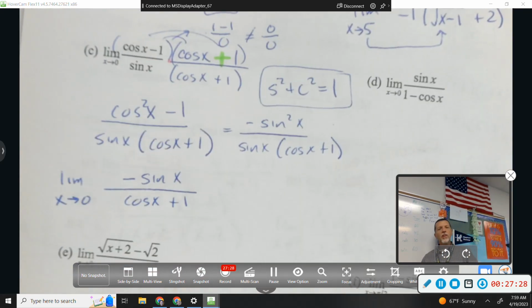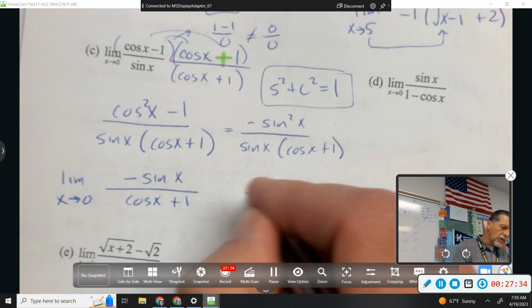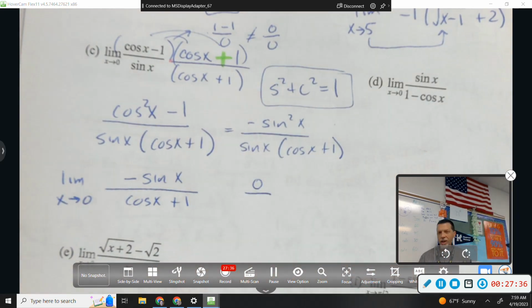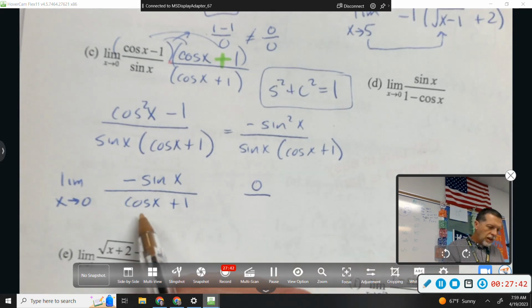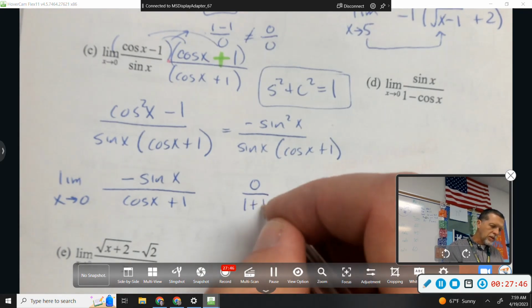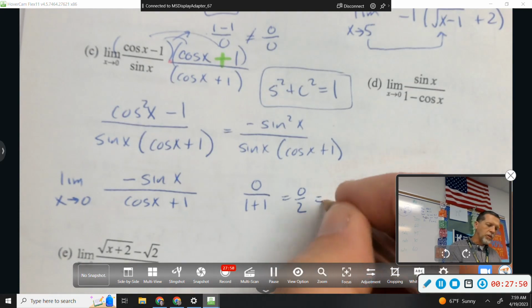All right, let's try again with substitution. Sine of 0 is 0, but that's okay. It's okay to have a 0 in the top. It's just if we get 0 over 0, then something's wrong. Cosine of 0 is 1. 1 plus 1 is 2. What's 0 over 2 equal to? 0.